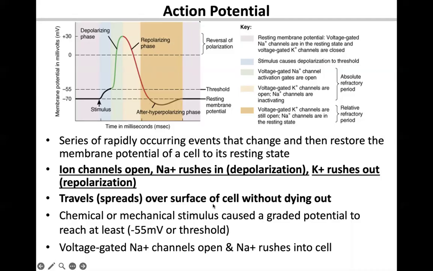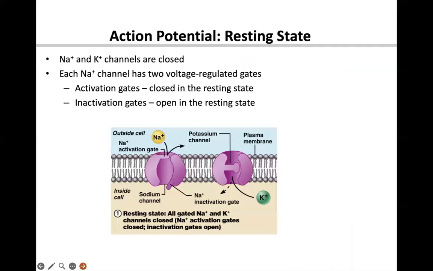It travels or spreads over the cell surface without dying out. So we are talking about this phase, and again another phase, another phase, and another phase goes on continuously so that the impulse can travel from one distance to the other. And that's only possible if an action potential is created. Where is the action potential created? In the axon hillock. So we are now learning about the mechanism by which the action potential takes place.